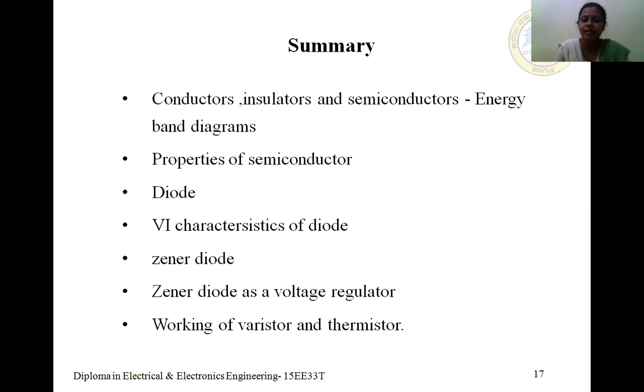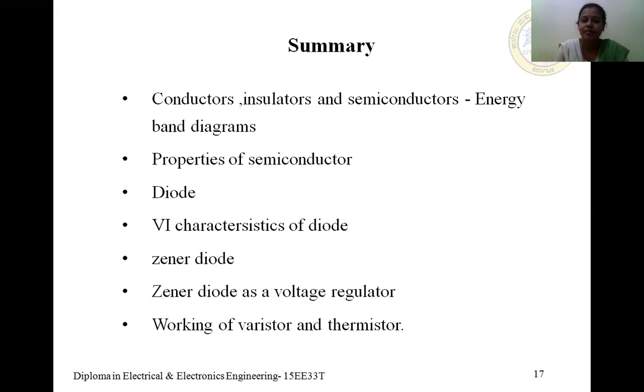Next, a P-type semiconductor. When a small amount of trivalent impurity is added to a pure semiconductor, we get the P-type semiconductor. The trivalent impurity used here is gallium. So this is about the intrinsic and extrinsic semiconductors. Extrinsic is again classified as N-type and P-type semiconductors. All these things we studied in the previous session.